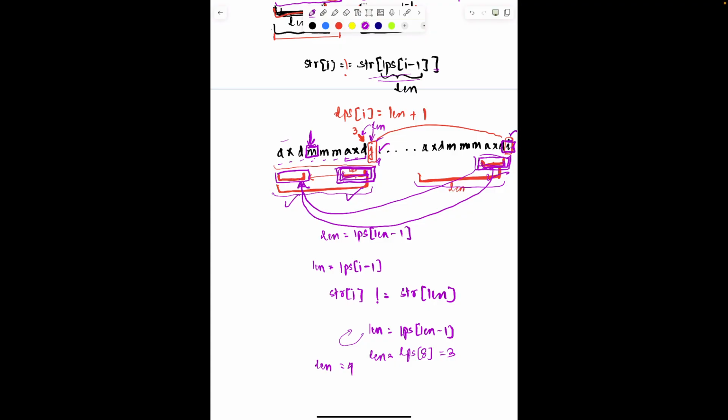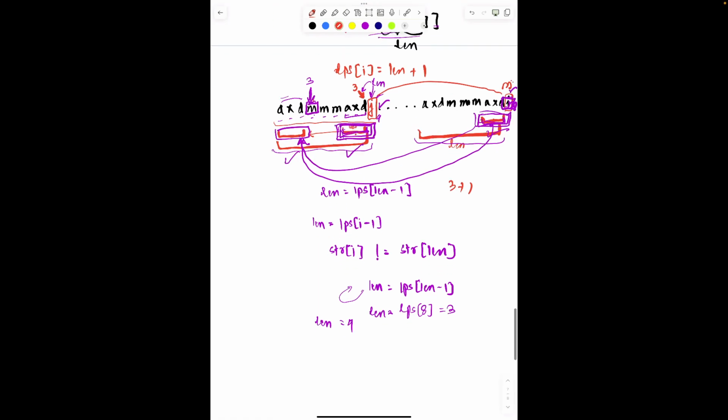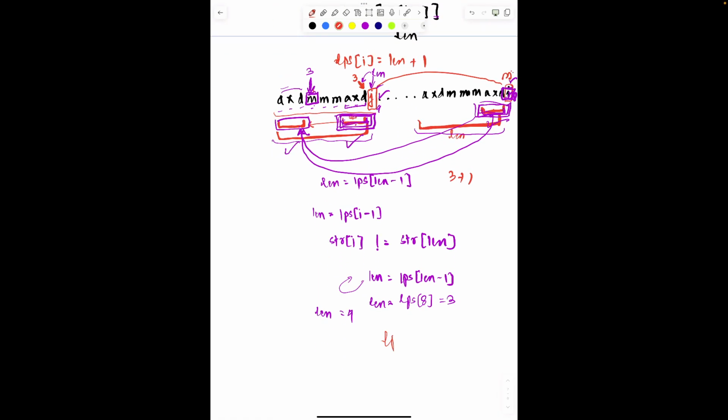If they match, I'll just increase it from whatever the length was here. So it was 3. If they had matched, I would just increase it, and if this was also M, I would say these two match. So my new LPS of I is 3 plus 1. So this is the idea behind finding the LPS array. It's a little tough to get your head around it in the first go, but this is the prerequisite.